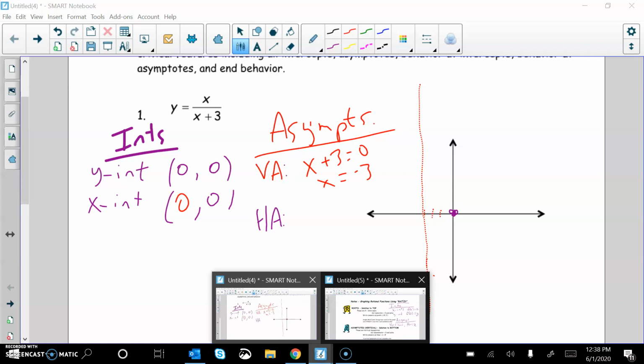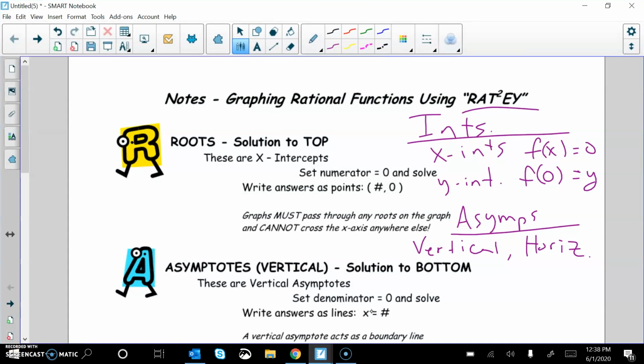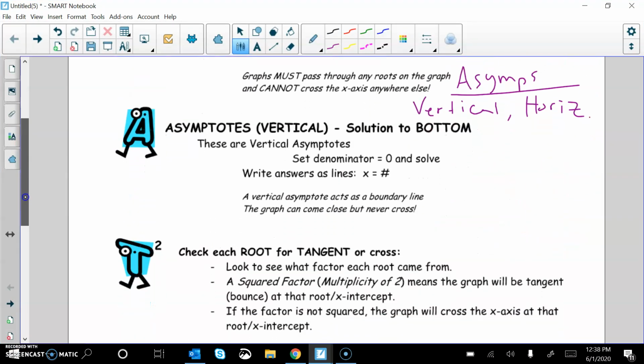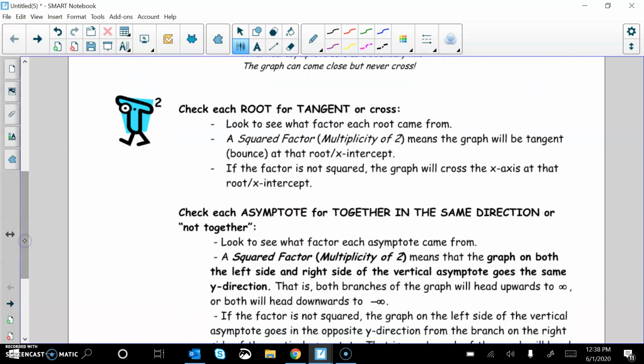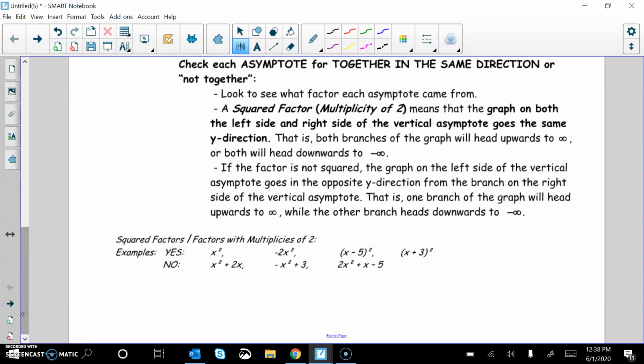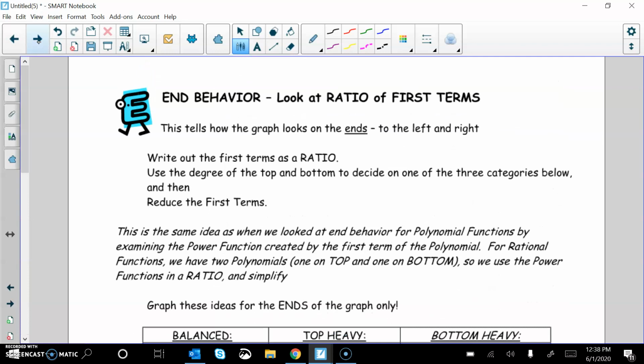I'm going to go back to the other document. So roots, so we'll just talk through this real quick. Set the numerator equal to 0, solve as we discussed. Vertical asymptote, set the denominator equal to 0, as discussed. T squared, I'll come back to that. I'll discuss that shortly. And behavior. So this is what we're looking for, our asymptotes at the end of the graph. So as x gets really, really large, what is the y approaching? On the left side, as x gets really, really small, what is the y approaching? That's what we're discussing here.